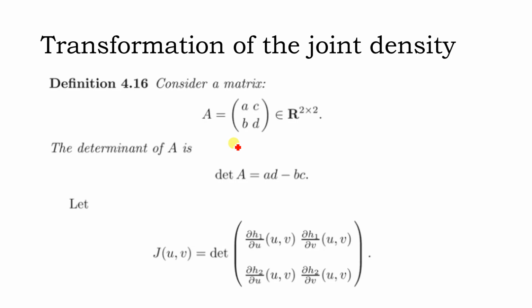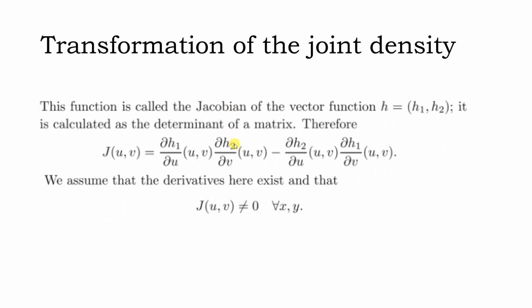So this function is called the Jacobian of the vector function h, with components h sub 1, h sub 2. It is calculated as the determinant of the matrix. So we assume that the derivatives here exist and that the Jacobian determinant is not equal to 0 for all x and y.